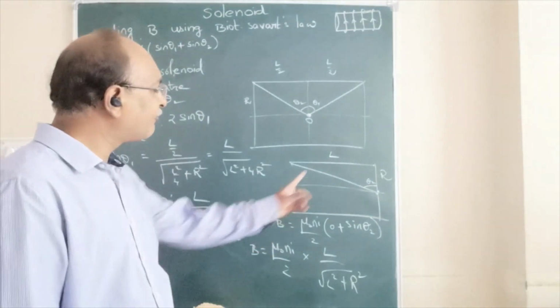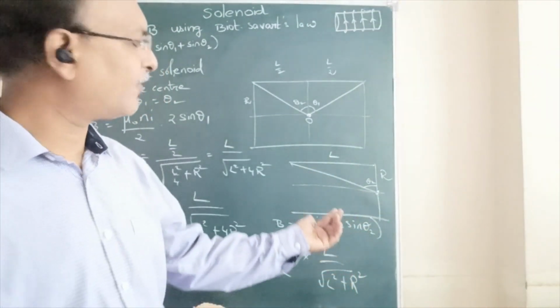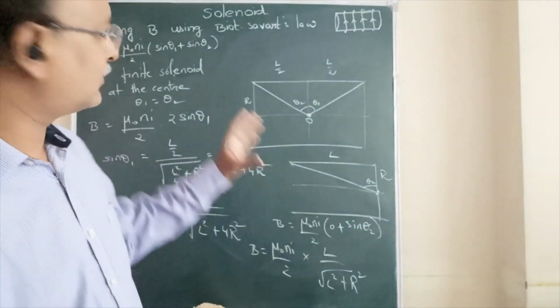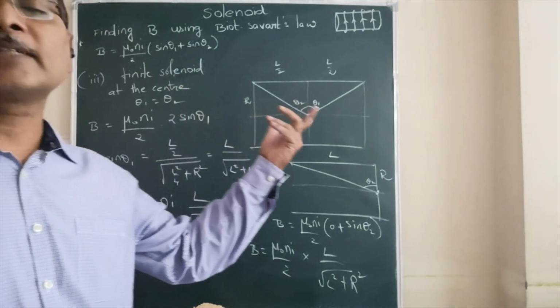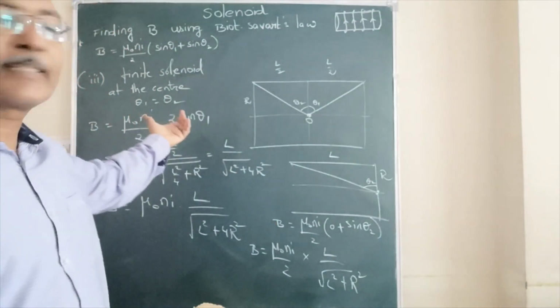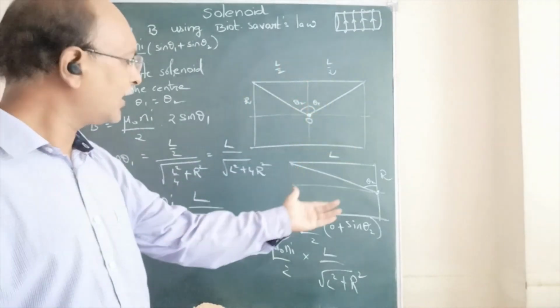So like that, at any one end of a finite solenoid you can find it. So we just have to find theta 1 and theta 2, and from that you can find the values of sine theta 1 and sine theta 2, and then substitute.